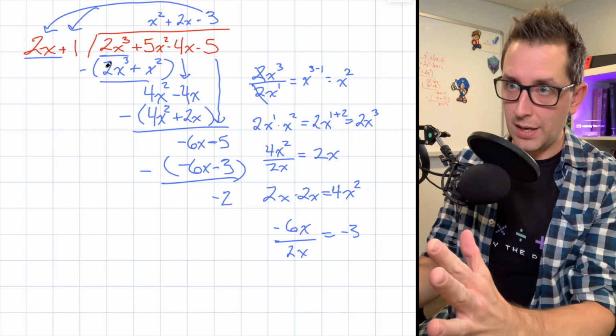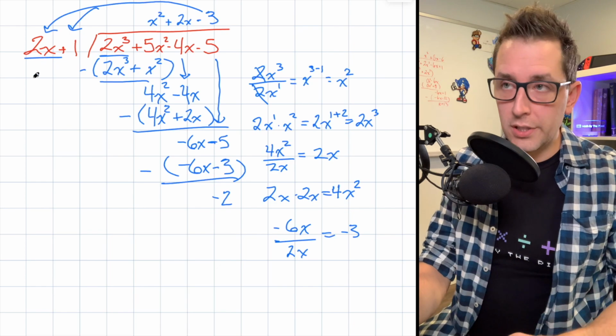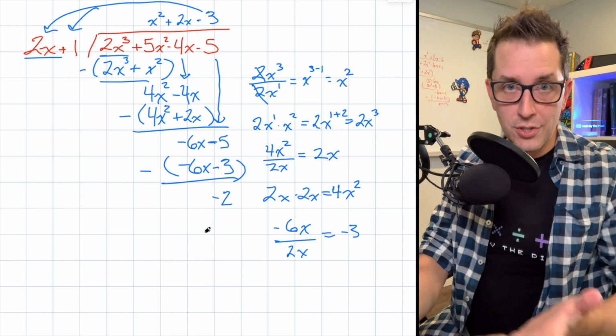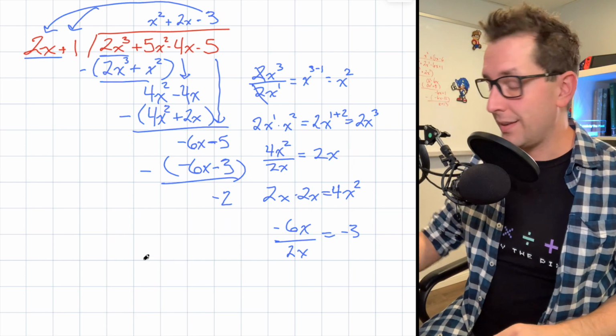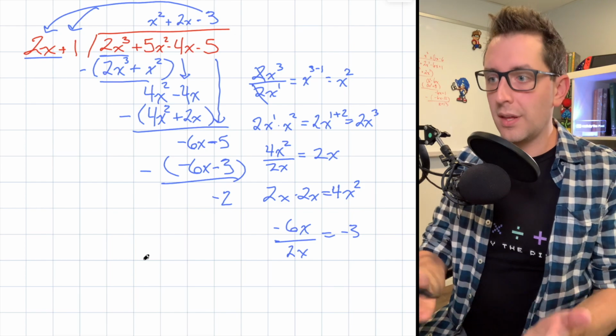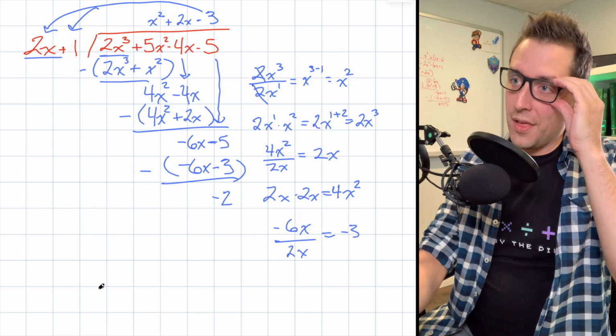We divided that big nasty cubic by this binomial, and we got this quotient up here, but we actually have a remainder of negative 2. And that's okay. That's going to happen. In fact, that's actually going to happen in every one of the following examples. We don't always get clean division. Not everything is divisible by everything. That's just the way the world works.